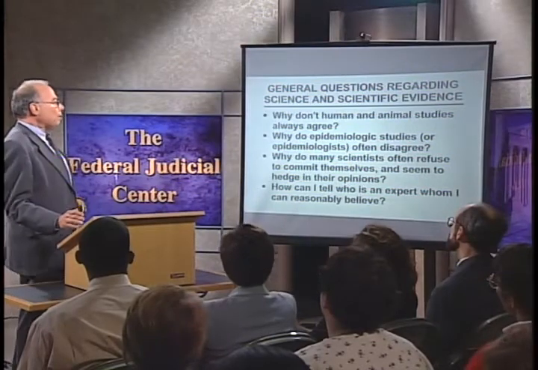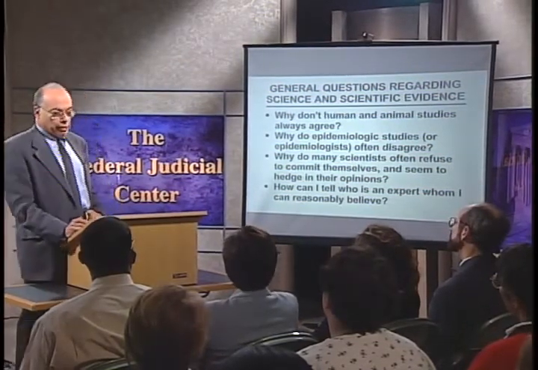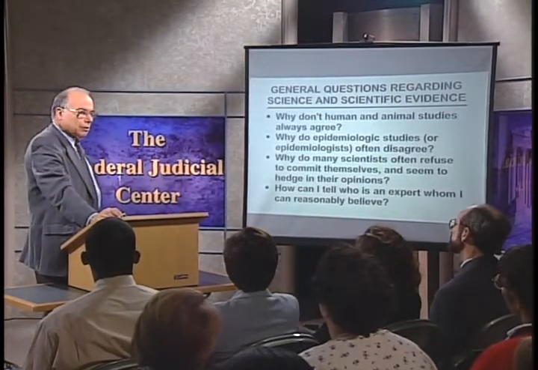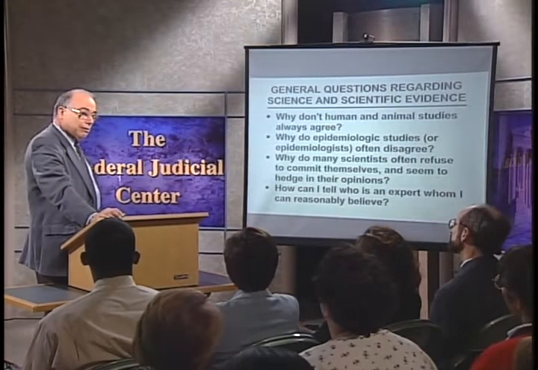I'd like to turn now to some questions regarding science and scientific evidence. These are questions that have been raised with me over the years by judges who were dealing with epidemiologic evidence in their courtrooms. First, why don't human and animal studies always agree? This can be very disturbing. One scientist gets up and testifies about findings from animal studies. An epidemiologist may get up and testify about findings from human studies, and the findings don't agree.